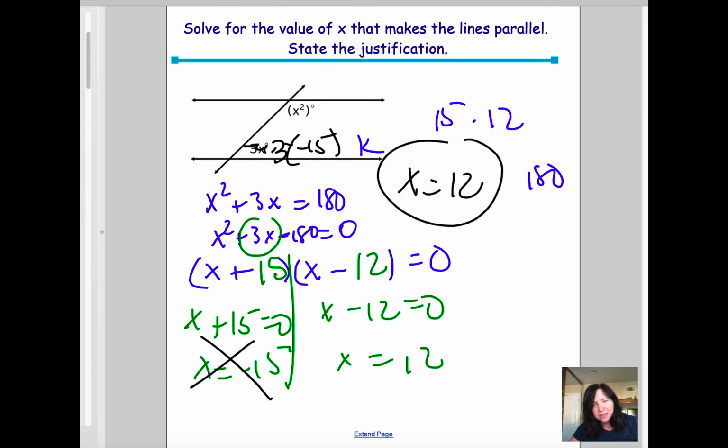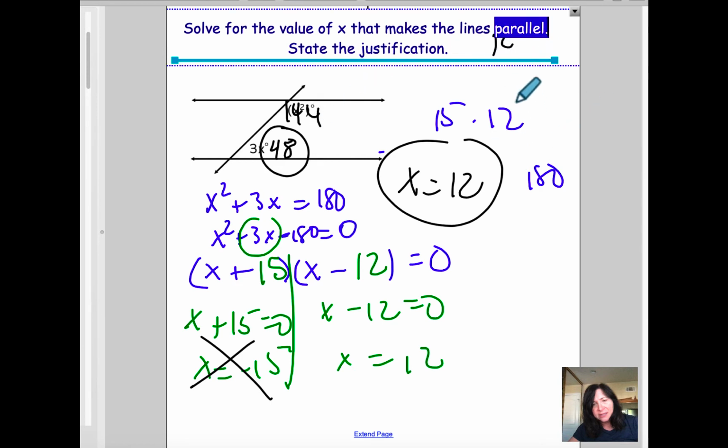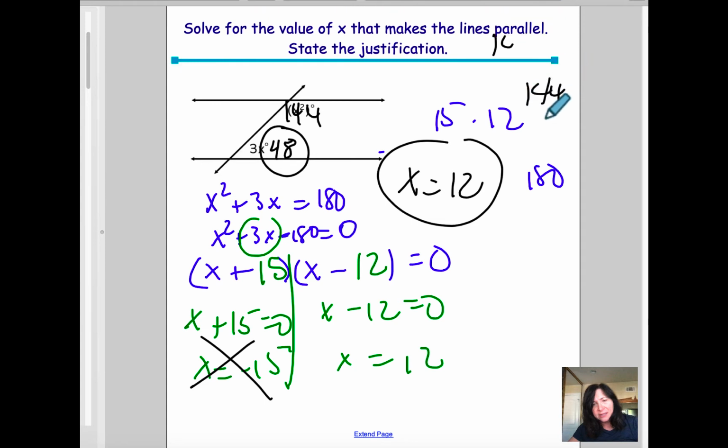And let's check, just to be sure, because it says for justification. 3 times 12 would be 48, and then 12 squared is 144. That's 12 times 12. And if I go on the side, what's 144 plus 48? Let's see, 8 and 4 is 12. Is that right? 144, 12 times 12. Hold on a second. That's 192. That just can't be true, can it?